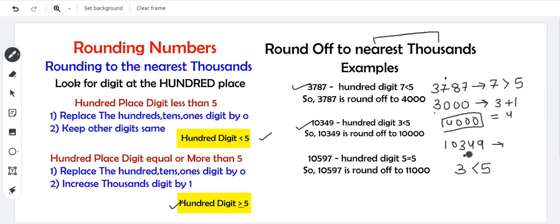In the number 10,349, ones digit is 9, tens is 4 and hundreds is 3. All three digits are replaced by 0. Okay, and keep other digits same. Other digit is 1, so it remains the same. So 10,349 is rounded off to 10,000 to the nearest thousand. Is that clear? Let's come to the last example.